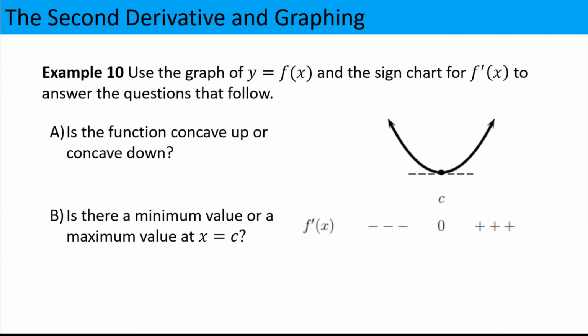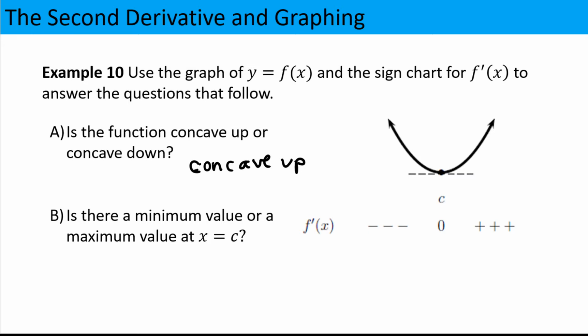Example, use the graph of y equals f of x and the sign chart for f prime of x to answer the questions that follow. A. Is the function concave up or concave down? The graph shows an open or upward facing parabola, so we say that this is concave up.